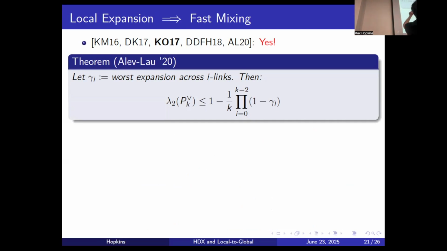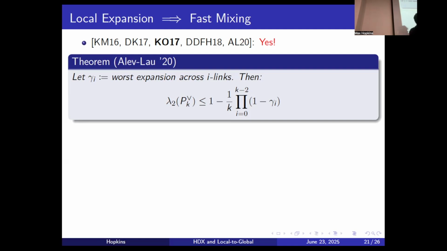If we define not just a single expansion parameter, but for every level of the complex, we let gamma_i be the worst-case expansion across links of size i. I fix an i-face and I look at that link. The worst expansion is gamma_i. Then the lambda 2 of this random walk, the expansion of the down-up walk, is upper bounded by 1 minus 1 over k times this maybe slightly mysterious product across all the local spectral gaps in the complex.